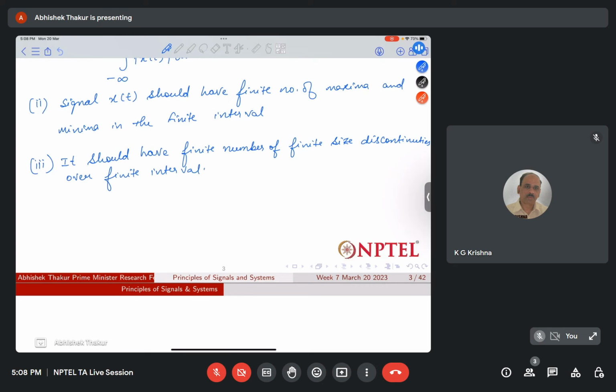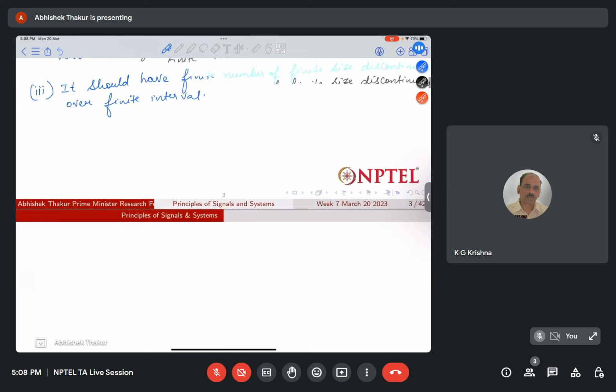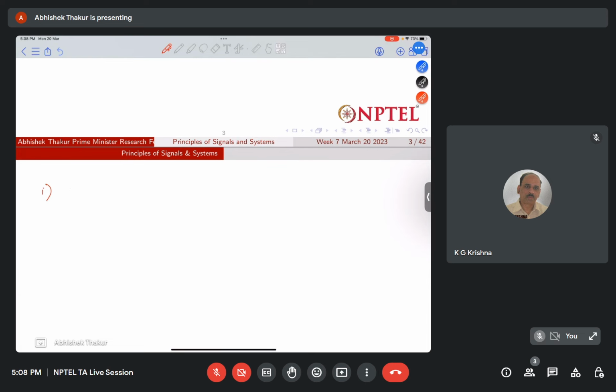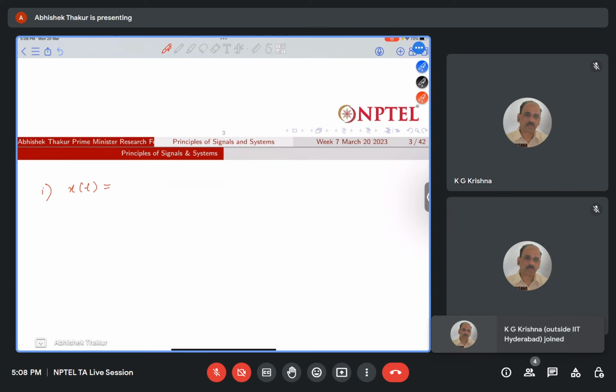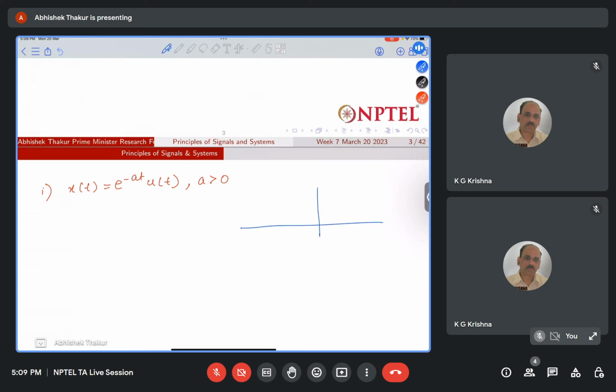We will take one basic signal and see its Fourier transform, the simplest one. First we will take x(t) equal to e to the power of minus at times u(t). Here it is given that a is greater than 0. We know that e to the power of minus at u(t) looks like this. For negative values of t it is 0. At t equal to 0 it will be 1. And after that, as t tends to infinity, the signal tends to 0.